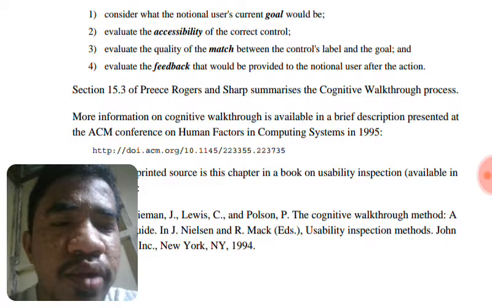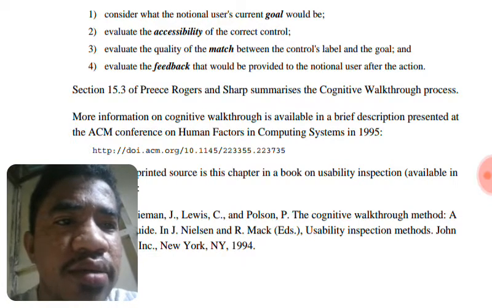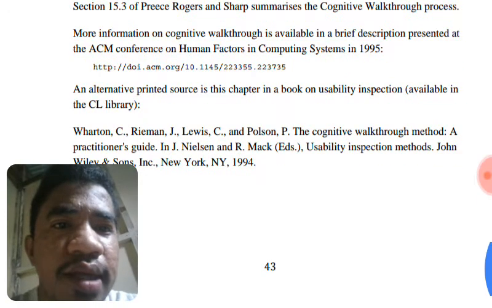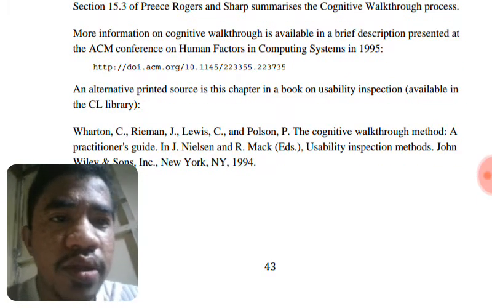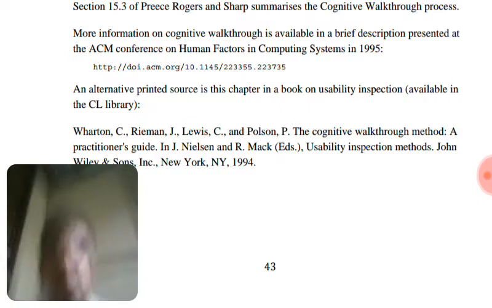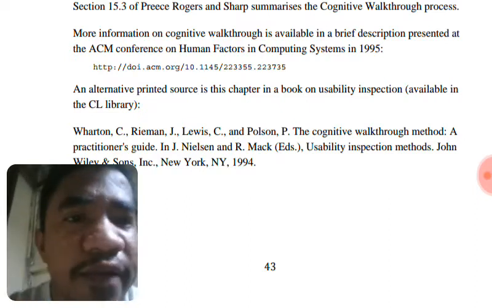Section 50.3 of Preece, Rogers, and Sharp summarizes the cognitive walkthrough process. The ACM Conference on Human Factors in Computing Systems, 1995.